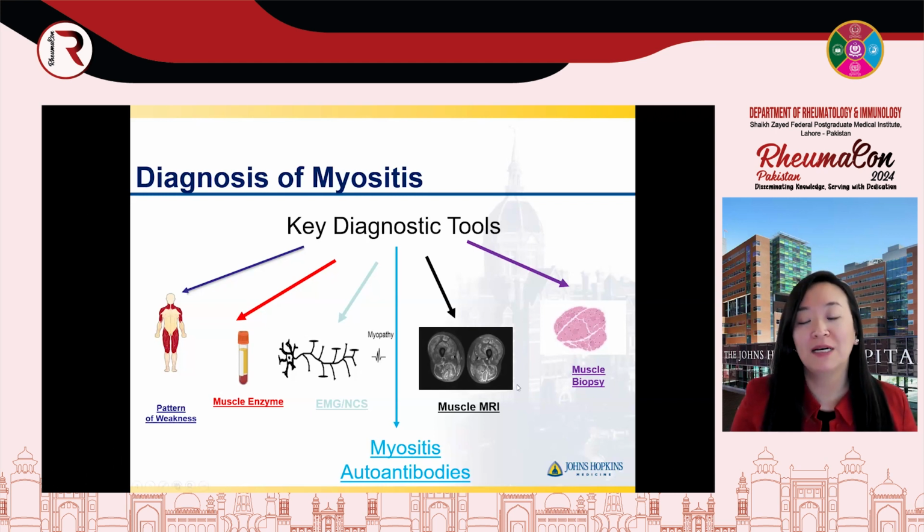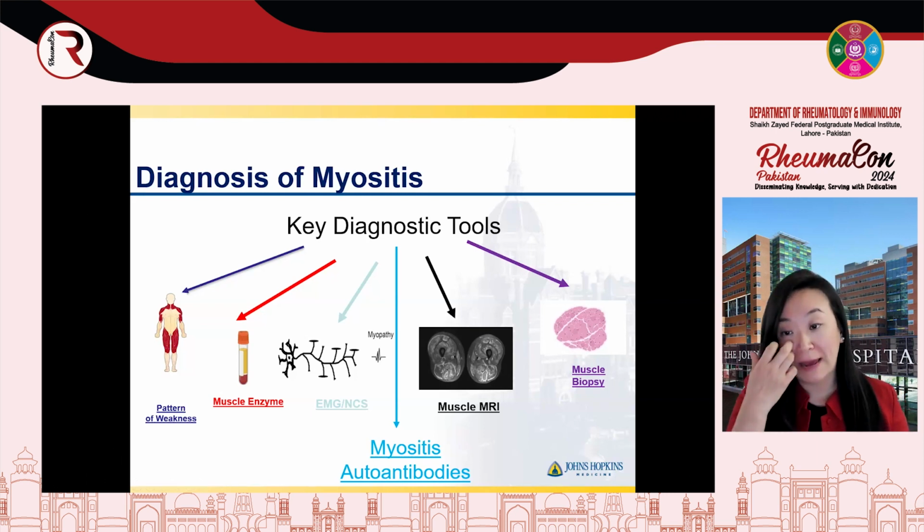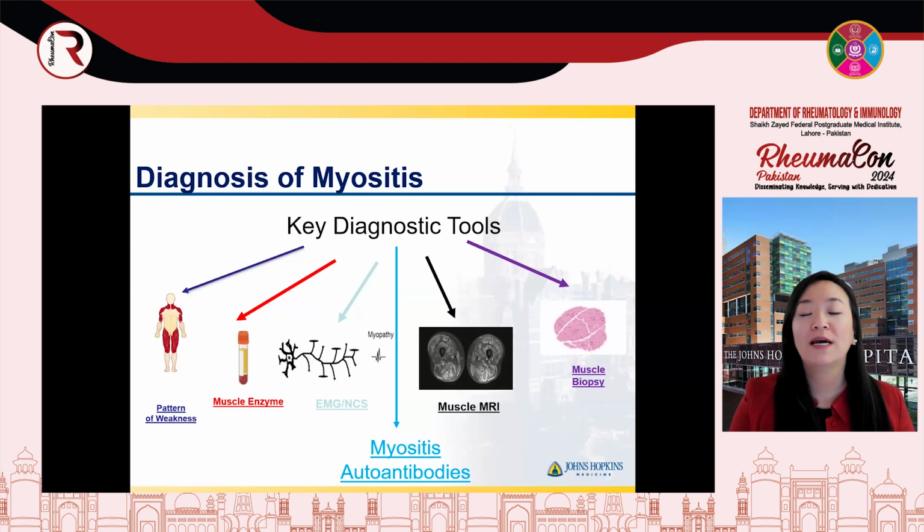Next is muscle MRI. This will tell us activity and also chronicity, so damage if the patient has had myositis for some long time. The T2 STIR images are the sequence that we want to look at for muscle edema. And you can see here that there is evidence of muscle inflammation in the anterior and posterior compartments, and also evidence of fasciitis.